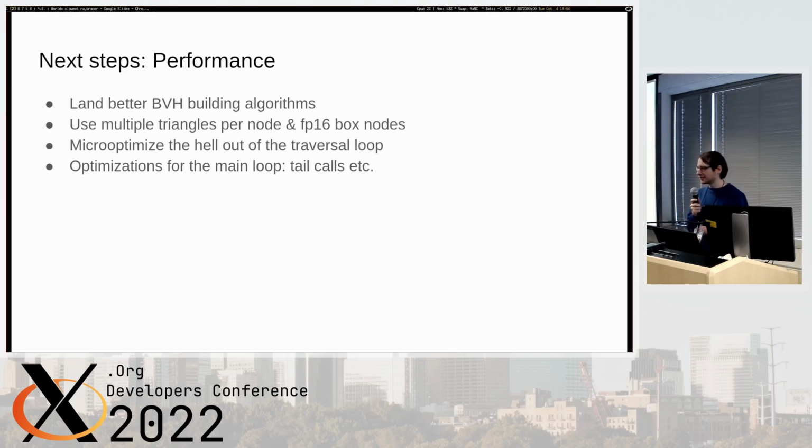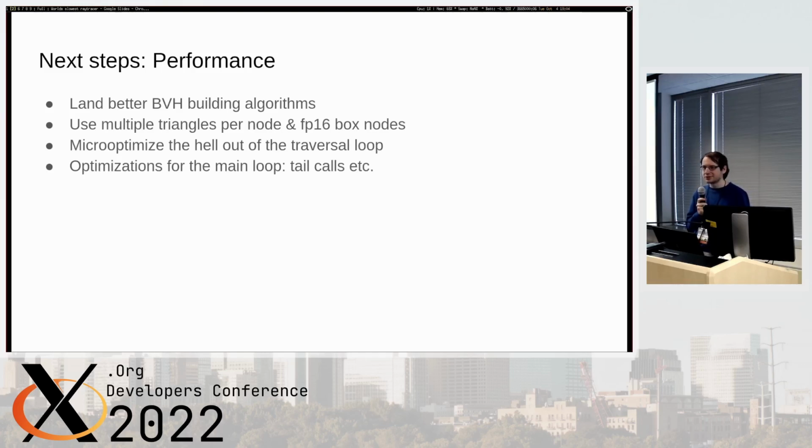Performance-wise, we need better BVH building. We need to land that. Like I said in the nodes overview, we can do multiple triangles per node and 16-bit floating point node bounds, which we're totally not using at all. So we can do a lot more optimization there. Although initial benchmarking has shown that that's likely less than a 5% improvement in ray tracing performance.